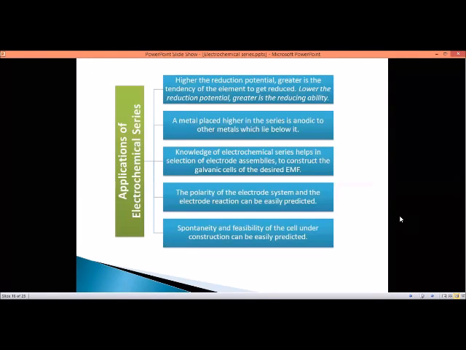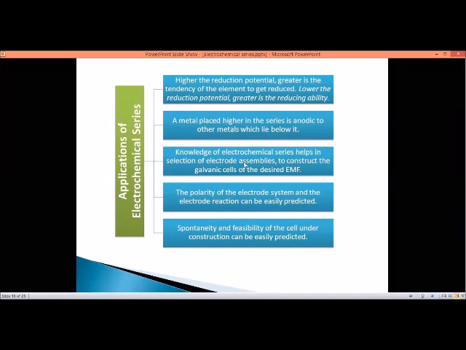Okay. Now, another application of the electrochemical series, summing it up: the higher the reduction potential, the greater is the tendency of the element to get reduced. Again, remember reduction is gain of electrons. The lower the reduction potential, the greater is the reducing ability. A metal placed higher in the series is anodic, meaning it forms the anode. Then the metal which is lying at the bottom will form the cathode.